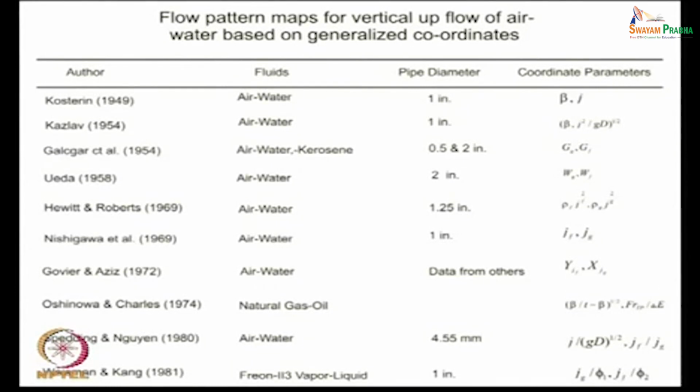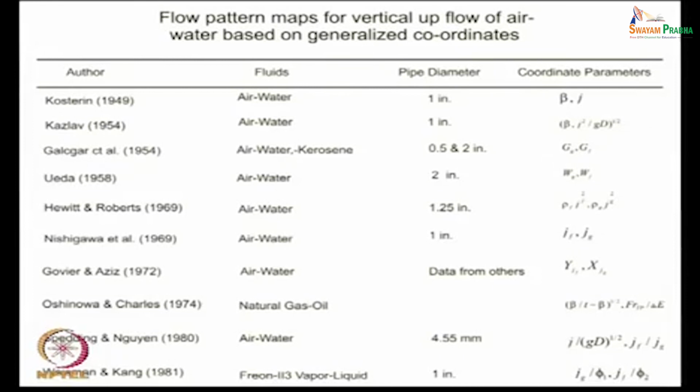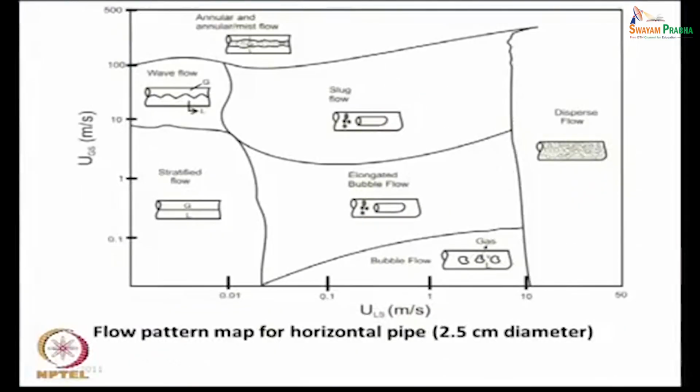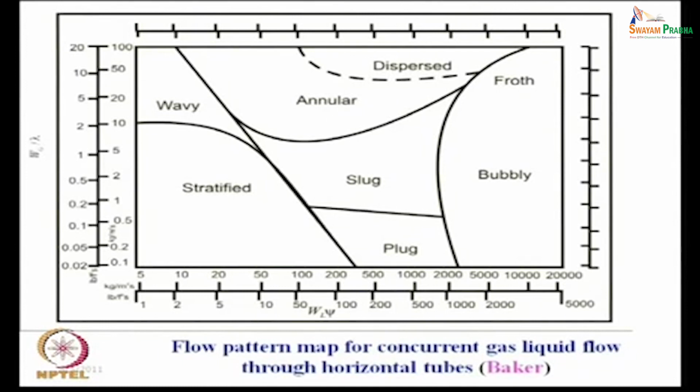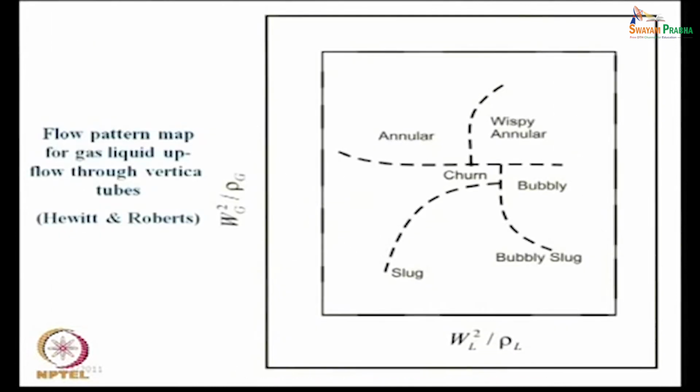You are not supposed to remember them, it is just to give you an idea about the different axes which people have tried. There are many more, this is not an exhaustive list, it is just till 1981. We find that the range of axes which people have tried is because they had so much confusion and were not satisfied with the selection of any pair of coordinates. And we find that the most commonly occurring maps, the oldest map for horizontal flow is due to Baker, and for vertical flow it is due to Hewitt and Roberts.